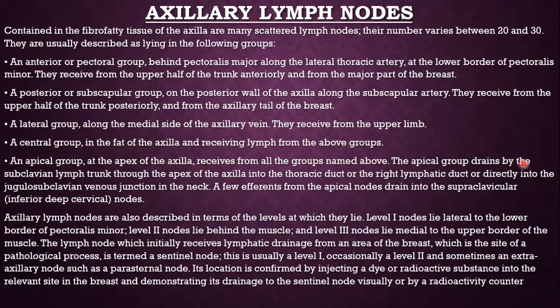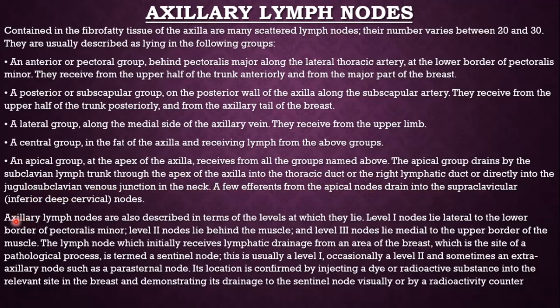Then the apical group drains by the subclavian lymph trunk through the apex of the axilla into the thoracic duct on the left side or the right lymphatic duct on the right side, or it might drain directly into the jugulosubclavian venous junction in the neck. Also, a few efferents from the apical nodes will drain into the supraclavicular nodes, which are also known as the inferior deep cervical lymph nodes.